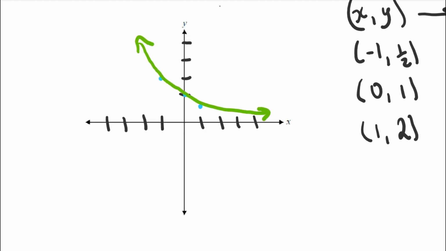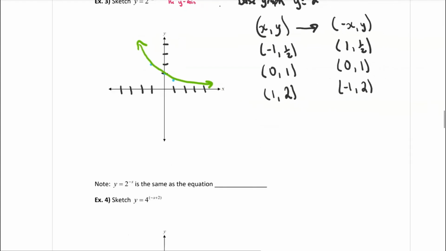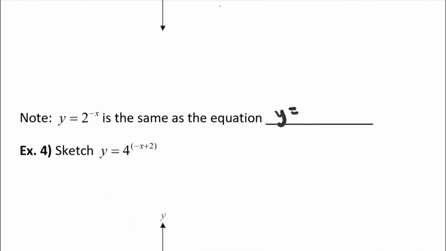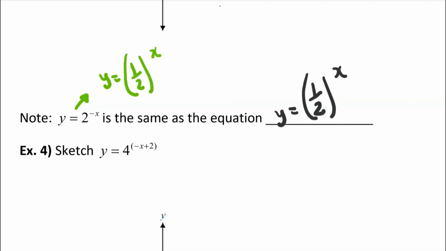Okay, so if you've noticed, actually, this particular graph looks very similar to y is equal to 1 over 2 to the power of x. So note that y is equal to 2 to the power of negative x is the same as the equation y is equal to (1/2) to the power of x, which makes sense because if you were to remember your exponential laws, it'll be y is equal to 1 over 2 to the power of x, for us to get rid of the negative for the exponent. So that's how that works.